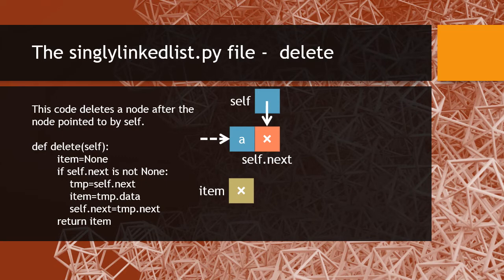What does this mean? If you look at the singly linked list, you will see that the node containing A is the last node. Our function was meant to delete a node after the node pointed to by self. But the problem is there is no node after the node pointed to by self. So since there is no node to delete, the value of item is None. And this is what we return.